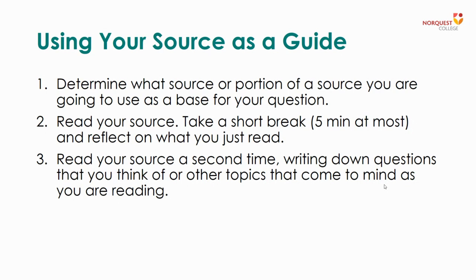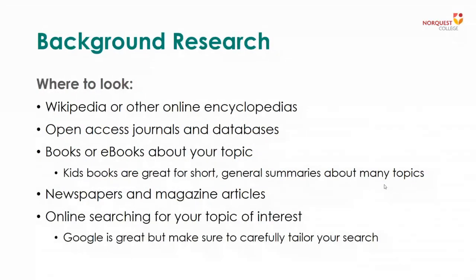The third way that you can create a research question is just by doing background research. So on the screen here, we've got some different places to look to help you do that background research. So Wikipedia or any other online encyclopedias like the Canadian Encyclopedia, as many people have probably said to you, Wikipedia is not a thing that you want to be using to actually write the text of your paper, but it's really, really great in terms of figuring out or learning about a topic that you don't know anything about beforehand.